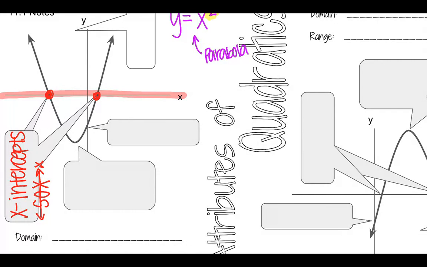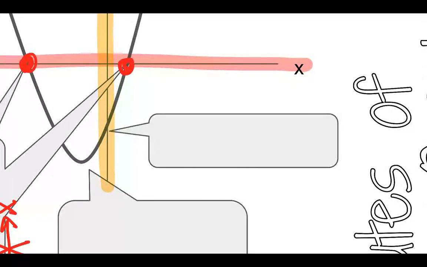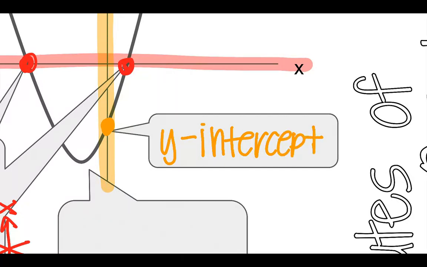Next, I want to talk about the y-intercept. That's where it's going to intercept the y-axis. So the opposite side over here, we're talking about this y-axis. So in our case, the y-intercept is right here. So that's where it crosses the y-axis. So this is our y-intercept. So nothing new so far, just different graph, but y'all have heard of x-intercept, y'all have heard of y-intercept, nothing new.